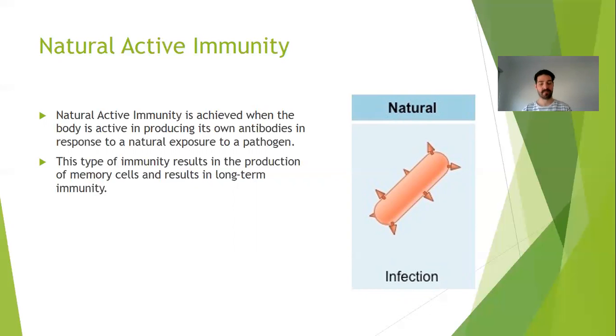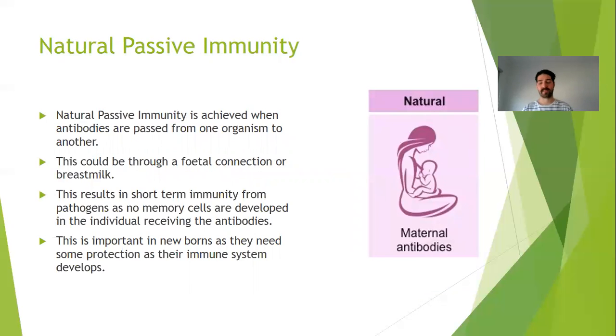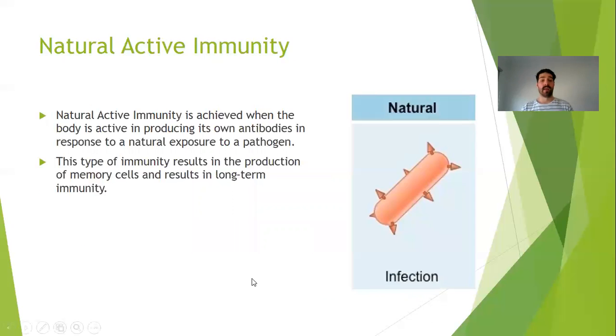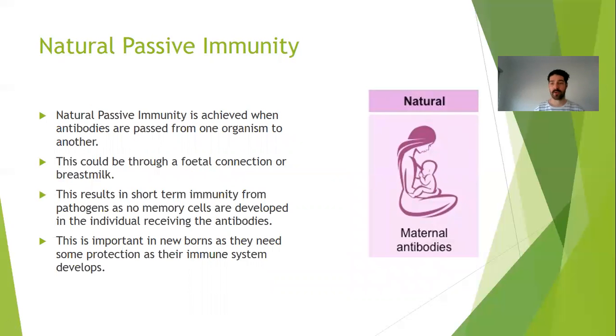So that's natural active. Natural passive, and we'll go back again and look at the diagram, natural passive, again, is a natural process, and it occurs when antibodies are passed from one organism to another. So this could be through a fetal connection or through breast milk. And what this results in is that short-term immunity. So no memory cells are being developed.